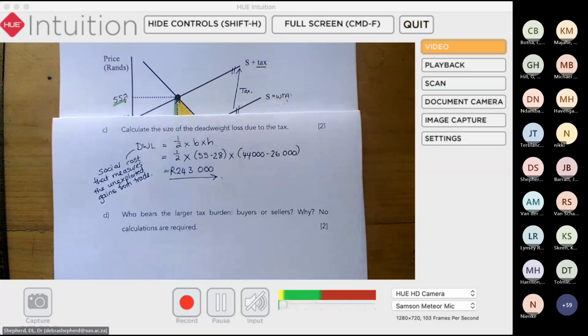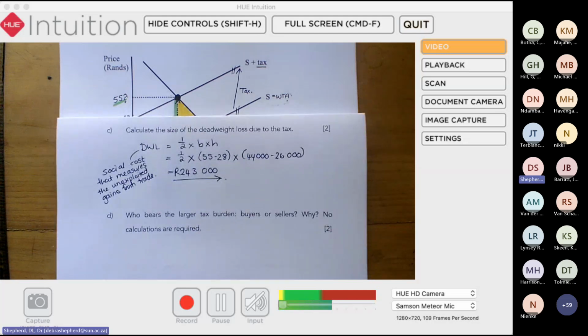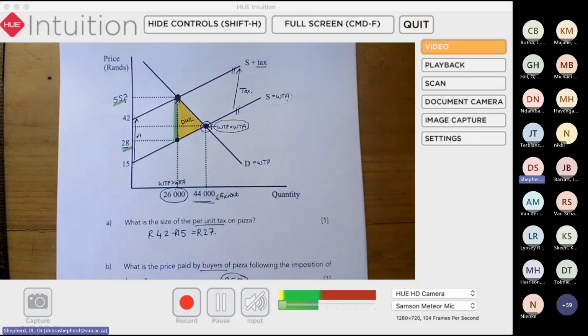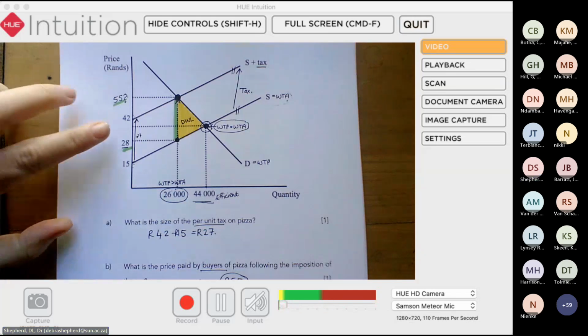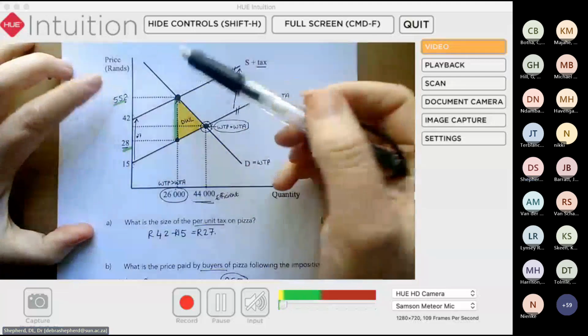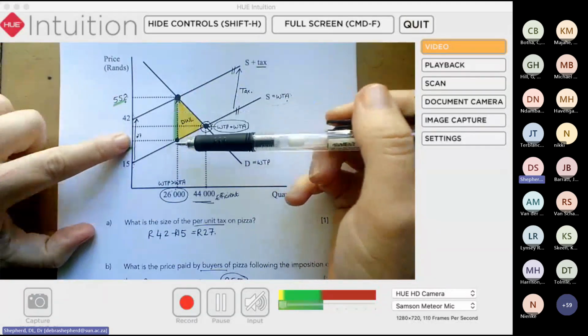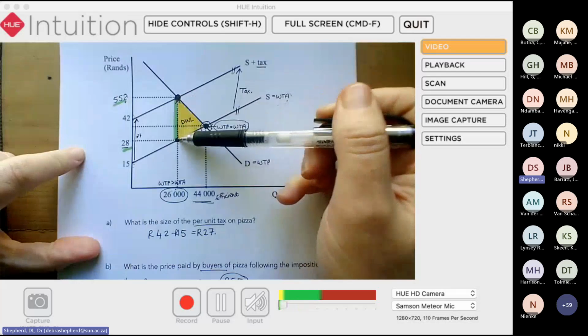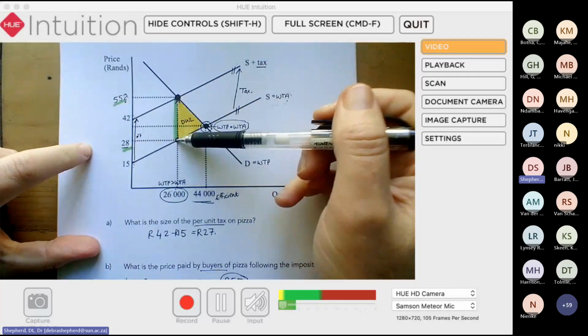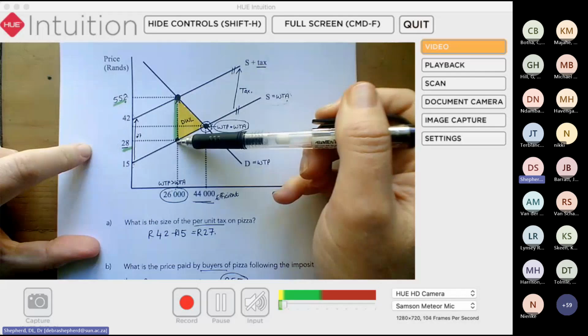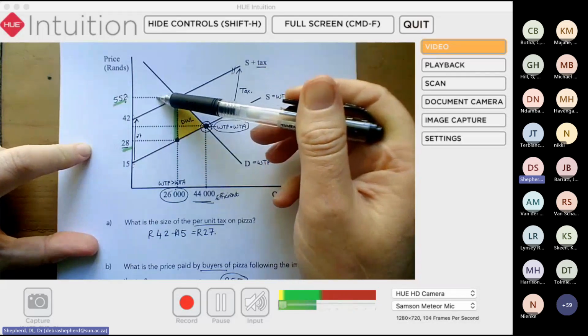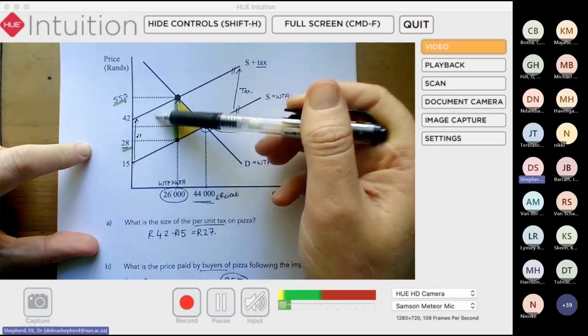Okay, then D. Oh, D is good because now this addresses Ms. van der Merwe's question. D says, who bears the larger tax burden, buyers or sellers, and why? No calculations are required. So I'm actually going to do some calculations just because in a test, maybe you would be required to calculate this. So if we look at the price that buyers pay and the price that sellers receive, there is a difference. And the difference between what buyers pay and what sellers receive is this 27 rand tax. So we say that the per unit tax drives a wedge between these two prices.